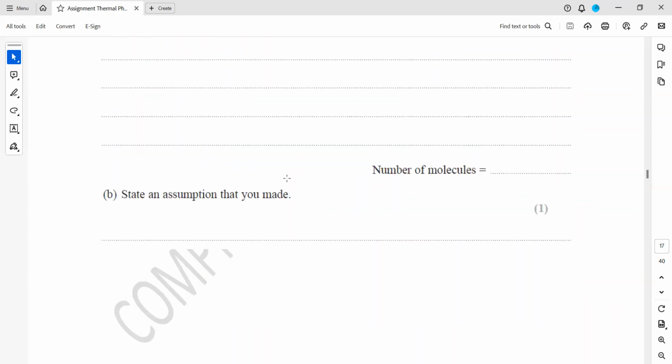State an assumption you made whenever we are solving such questions. What is our assumption? We assume that the gas will behave like an ideal gas.